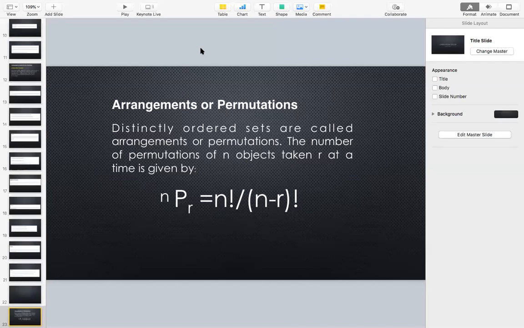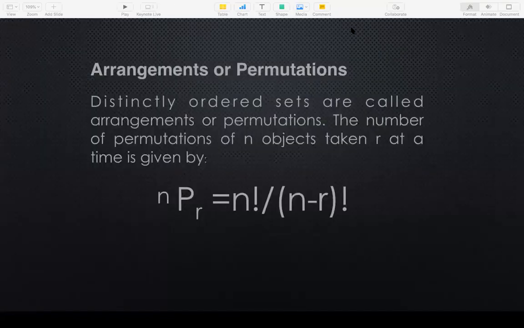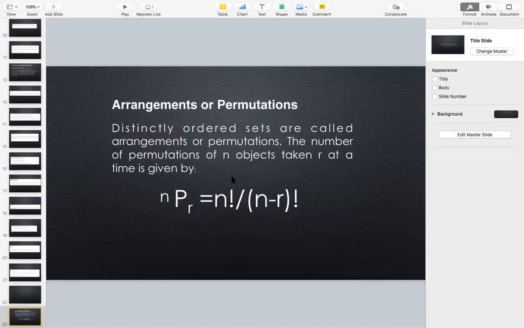Now in permutations, you'll have to use nPr. And what is nPr? nPr simply says the number of permutations of n distinct objects, n different objects. So the number of permutations of n different objects taken r at a time is given by nPr. And the value of nPr is n factorial divided by n minus r factorial. Yes, Chandan. Exactly, that is what we do.